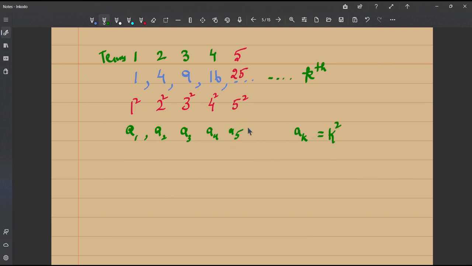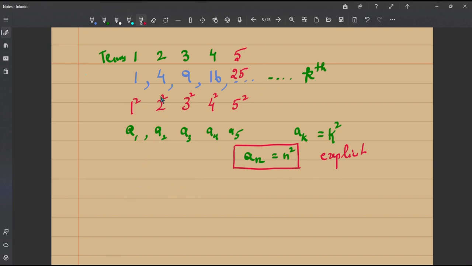Or for any number n, the nth term an would be equal to n squared. And this is going to be our general formula. The explicit statement of this sequence. It is stated explicitly. So let us look at one more sequence.